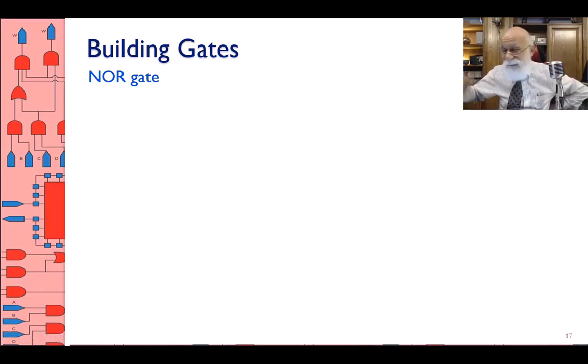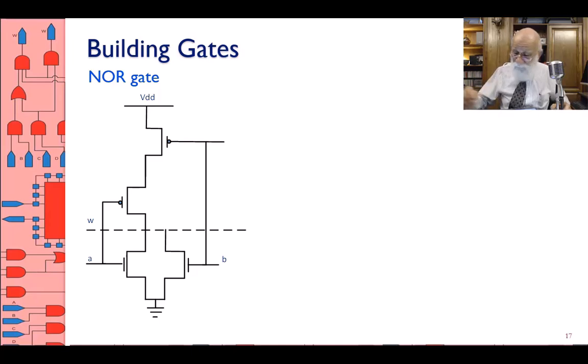The NOR gate is not that different from the NAND gate, except whatever I had at the bottom, I had series transistors. On the top, I had parallel transistors. I'm going to switch. I'm going to put parallel NMOS transistors, and then series pull-up transistors. They'll be in series. So this is my transistor structure for what I'm calling NOR. Why do I call it NOR? You will know in a second.